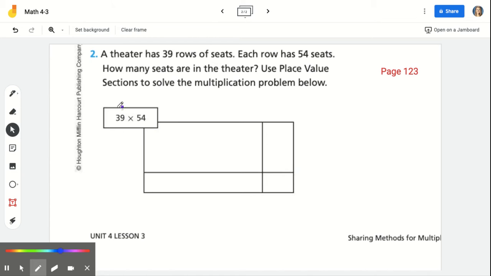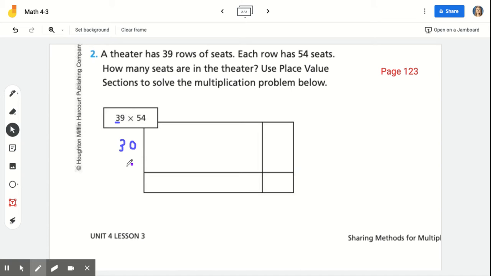And let's use the place value sections to solve. So let's start off with the factor 39. What we're going to do is break 39 apart into its place values and label the sides of our place value sections. So let's start off with the greatest place value, work our way over. This 3 in 39 does not represent 3 ones, it represents 3 tens or 30. So on the side, we're going to label 30 for this place value section.